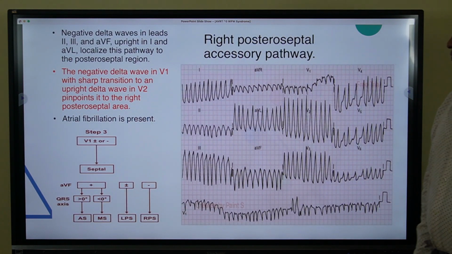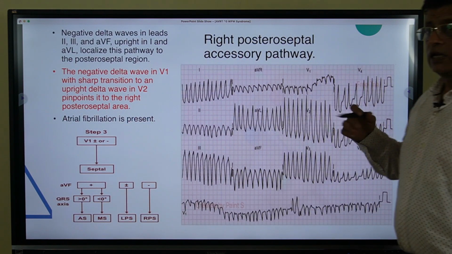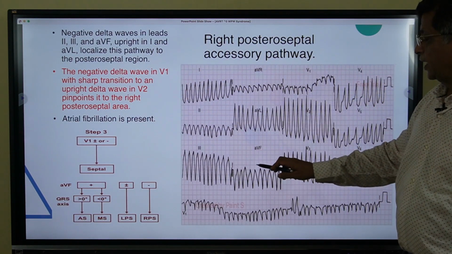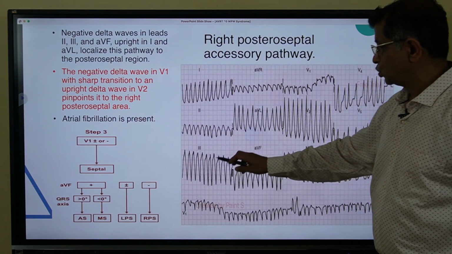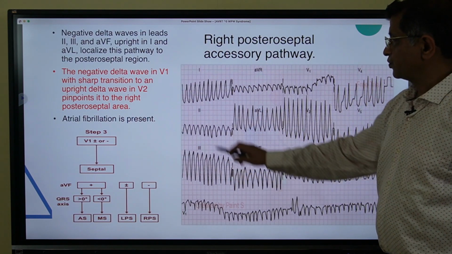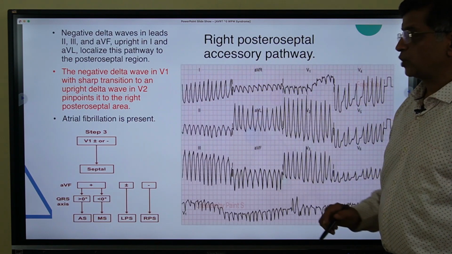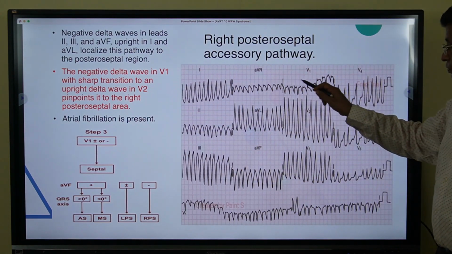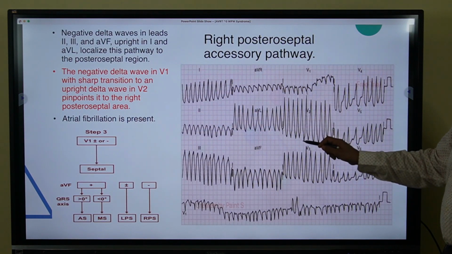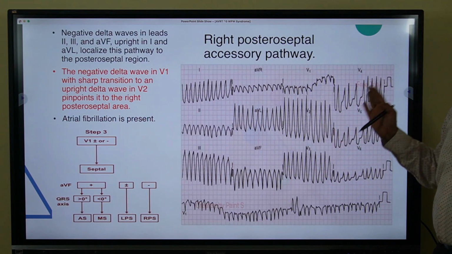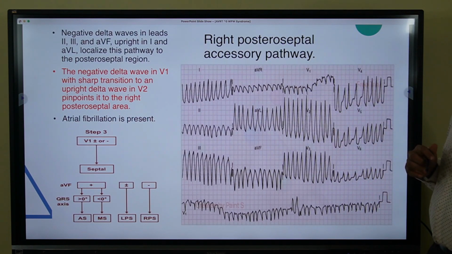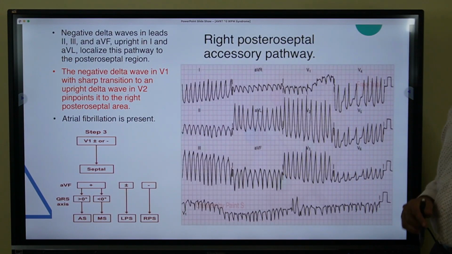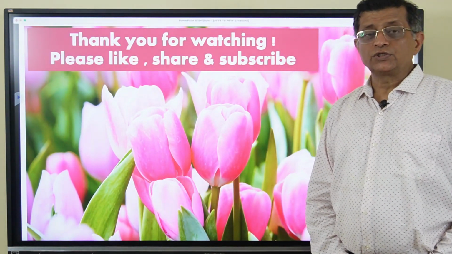Last example, right posteroseptal pathway. This is typical, as I have told you. Negative delta waves in leads 2, 3, aVF, so the delta axis or QRS axis is negative, with a positive delta wave and QRS complex in lead 1. So the axis is strongly negative, or left axis deviation. Typically there is a negative delta wave in V1 and suddenly upright tall delta waves in V2. So this suggests a right posteroseptal pathway, and you can also see there is atrial fibrillation in this ECG.